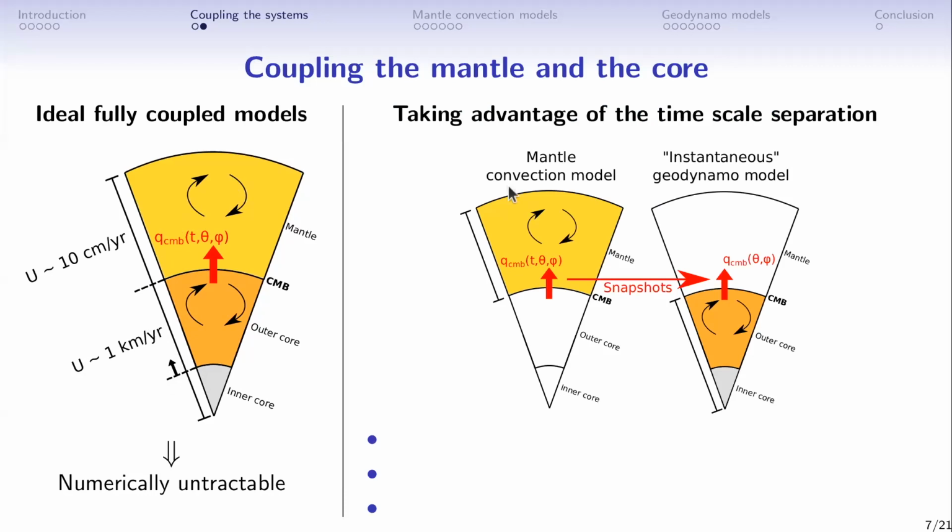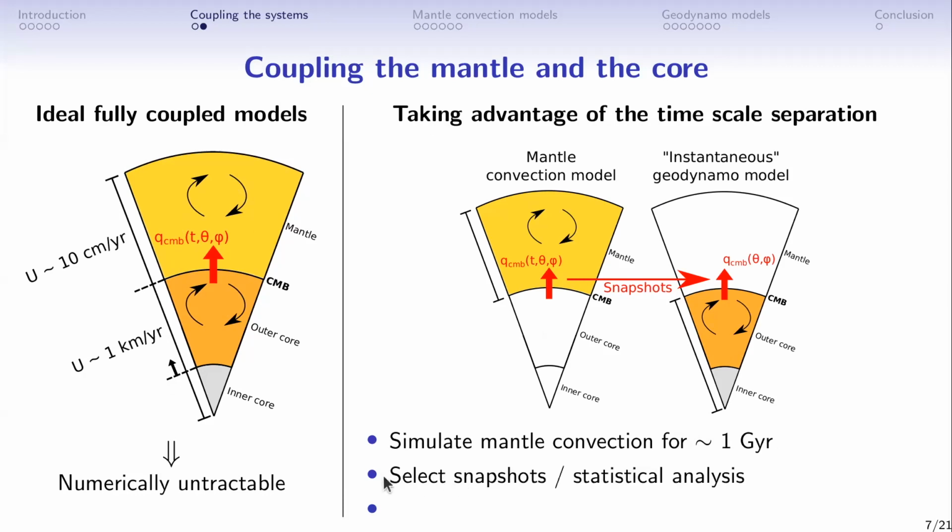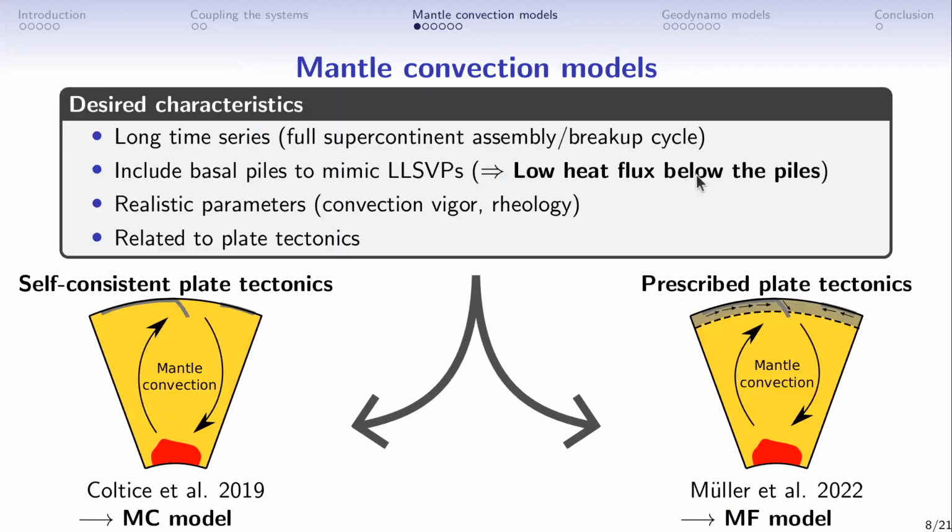So instead, what we do is to take advantage of this timescale separation between the mantle and the core. And we first simulate mantle convection for typically 1 billion years. From these mantle convection models, we select snapshots, or we do statistical analysis of the CMB flux. And we simulate the geodynamo with fixed CMB flux conditions that are instantaneous with respect to mantle convection. So I will first describe how we obtain these realistic CMB flux conditions using mantle convection models.